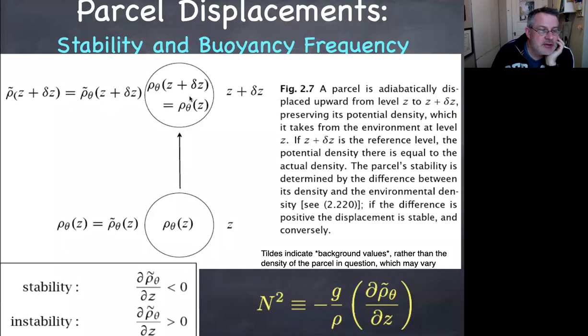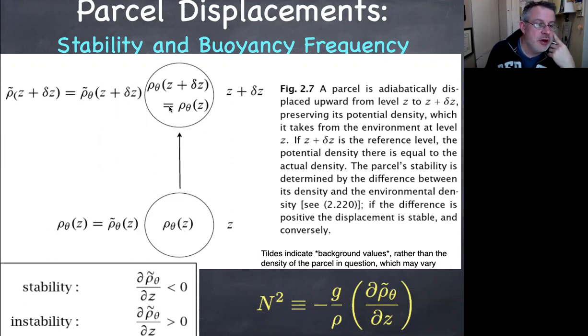So you might find yourself to be lighter than your neighbors, in which case you would continue moving upward. You would still be buoyant. Or you might find yourself denser than your neighbors, in which case you would sink back down to where you started. So the derivative in this background density gradient, the potential density field, how it changes with depth, is what determines that stability. This doesn't change its potential density as you go up and down. The background potential density does change when you go up and down.